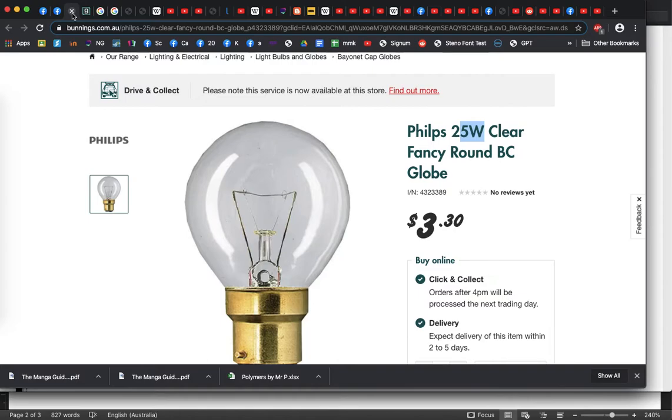Anyway, before companies start making them less efficient so they don't last as long, because at the moment LEDs are pretty good. Okay, so we're going to close this light.